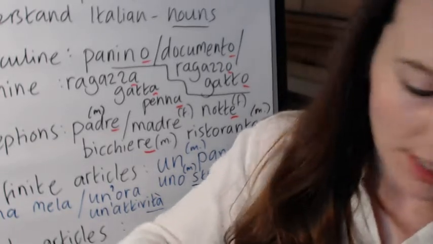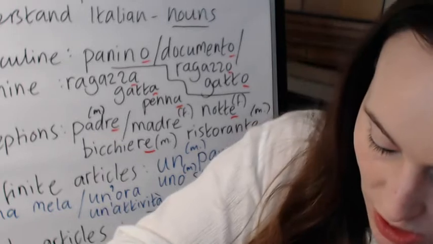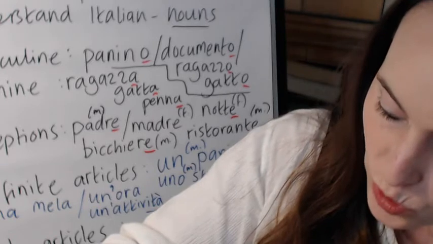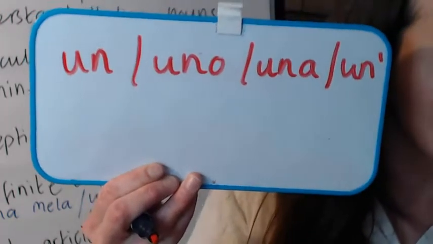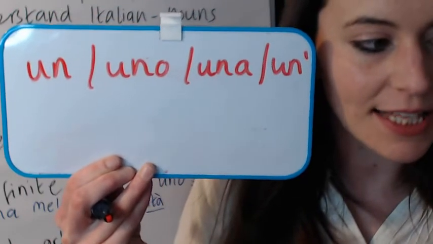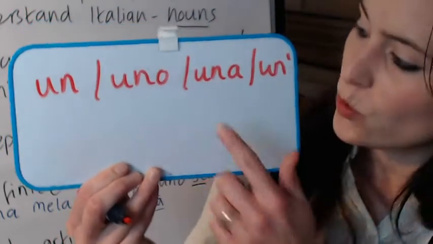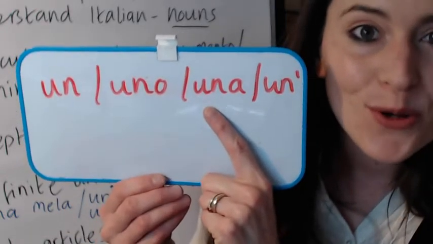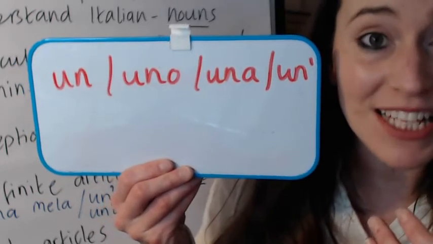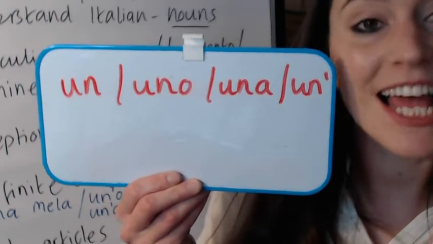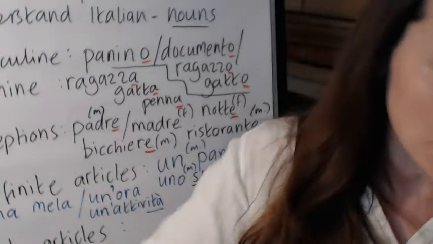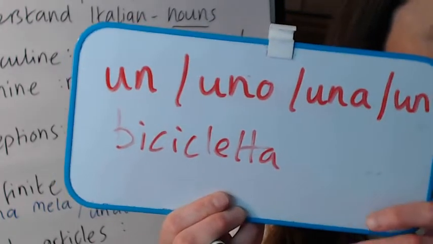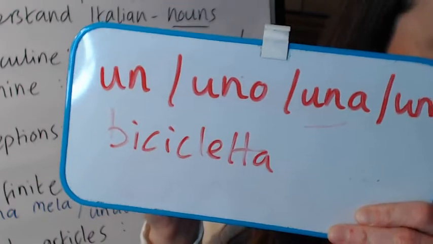Bicicletta. Is it going to be un, uno, una, or un apostrofo? Bicicletta. Una bicicletta. If you're really clever, you'll remember that I said motobicicletta is a feminine noun, and it's because bicicletta is feminine. It ends with an A. So let me write that down for you. Una bicicletta. Così. Una bicicletta. That's a nice regular one. Okay.